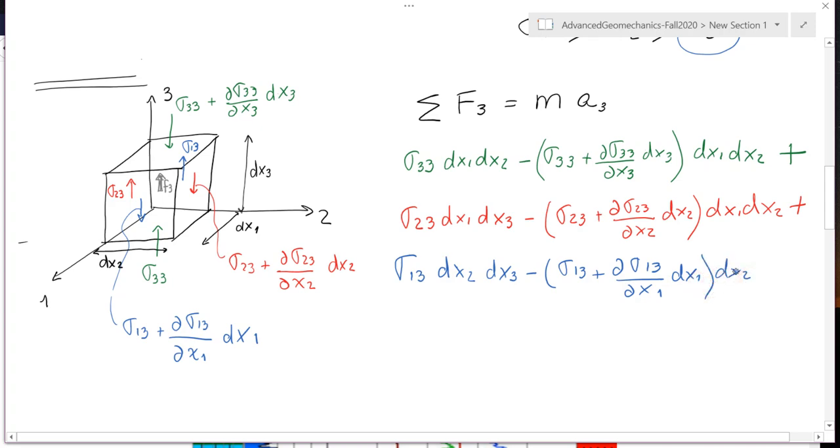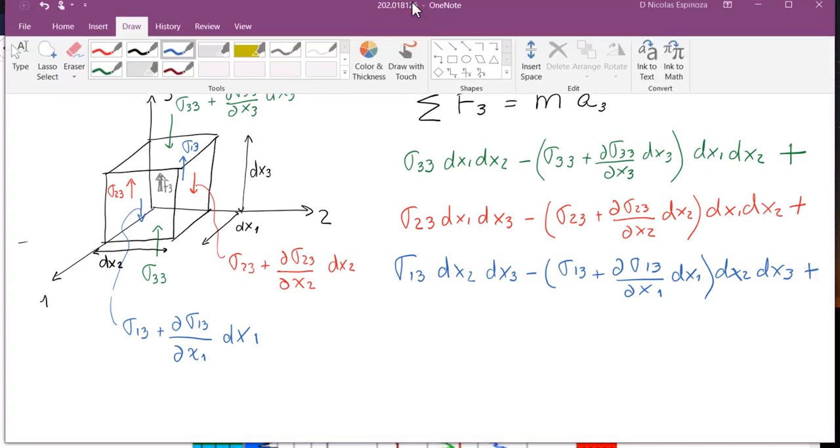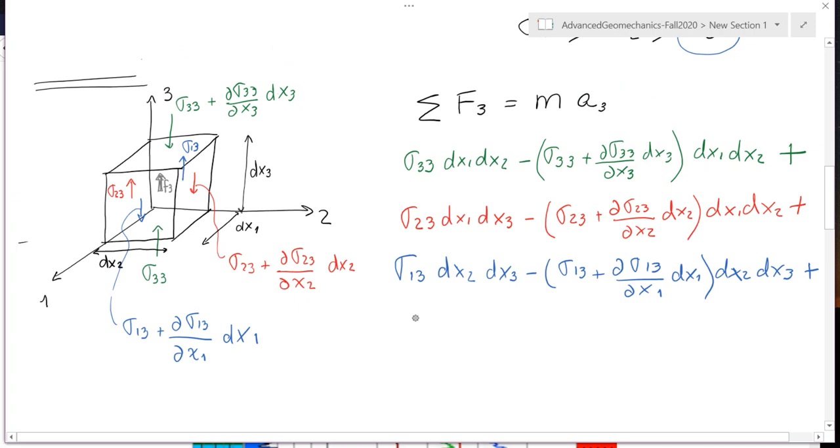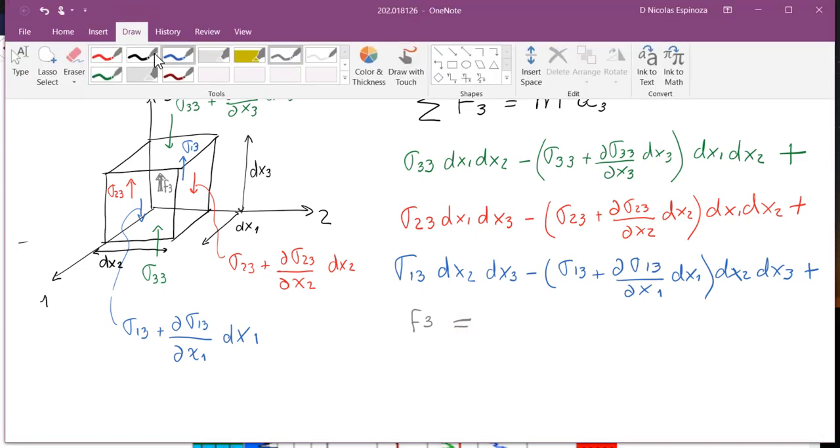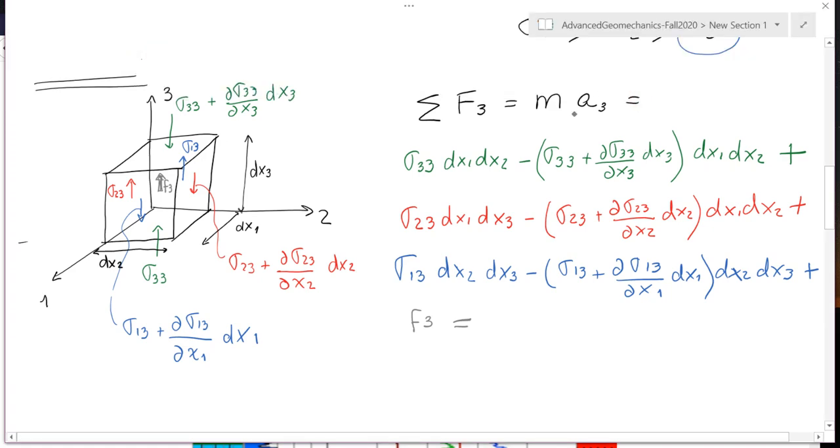All right, there is just one more thing to add over here, and this is going to be the body force. The body force in direction 3, let's just denote it for now as F3, and all of this is going to be equal to 0, because I'm assuming here that there is no acceleration. So even if there is a mass, this is going to be 0, and therefore all of this has to be 0.